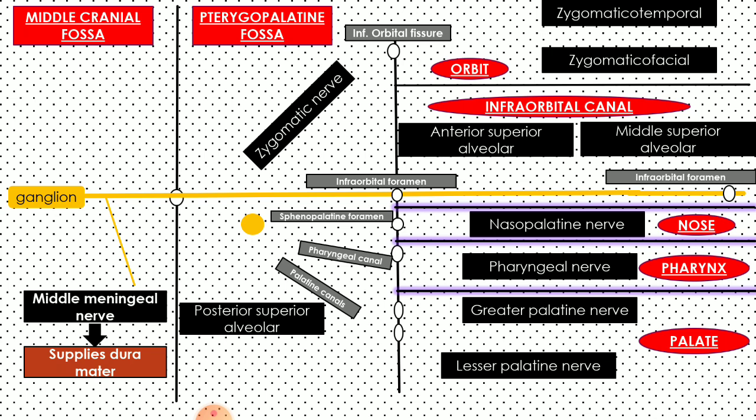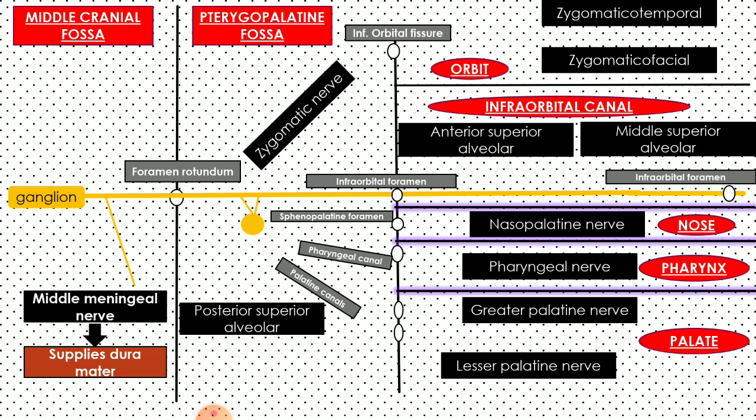This middle meningeal nerve supplies the dura mater. After giving off this branch, the maxillary nerve exits the skull through the foramen rotundum. As it comes out of the skull, it enters the pterygopalatine fossa. And now in the pterygopalatine fossa, this maxillary nerve trunk gives two branches to the pterygopalatine ganglion, and this pterygopalatine ganglion further supplies various other structures such as the nose, pharynx and palate.